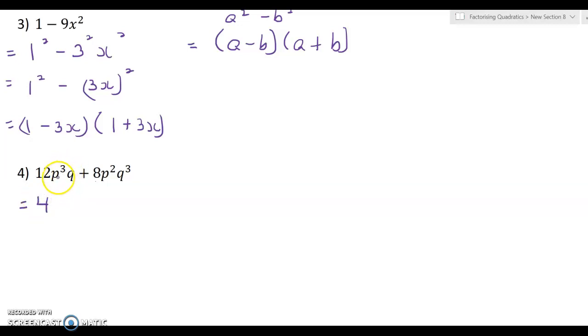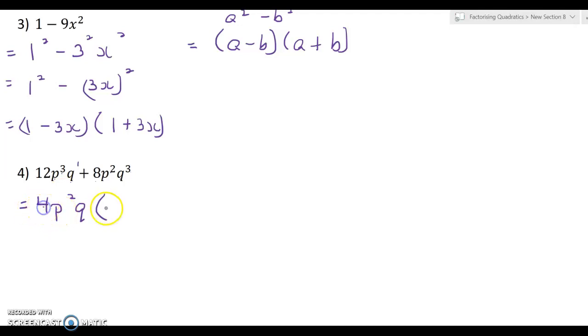Now we're looking at the common letters. Let's look at p first. We have p to the power 3, then p squared. So you have to pull out the common letter with the lower power, and that's p squared. Then we have q, well, that's q to the power 1, and q to the power 3. So q to the power 1, or simply q, is the one with the lower power. So we're really pulling out 4p squared q. I know it's a lot to take in for this one.